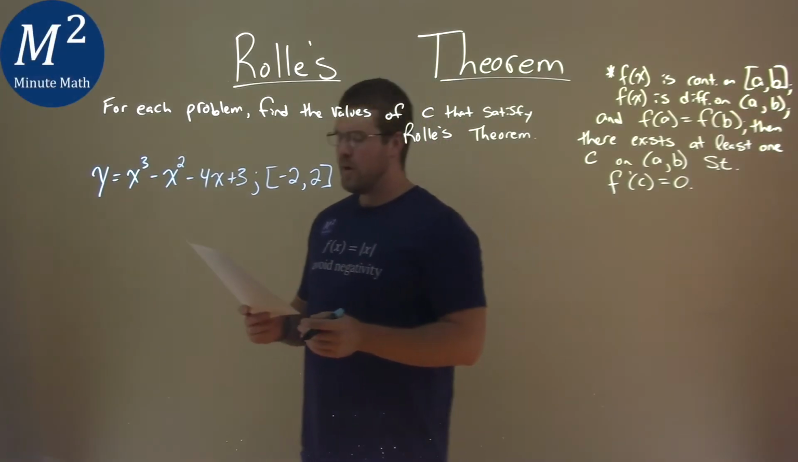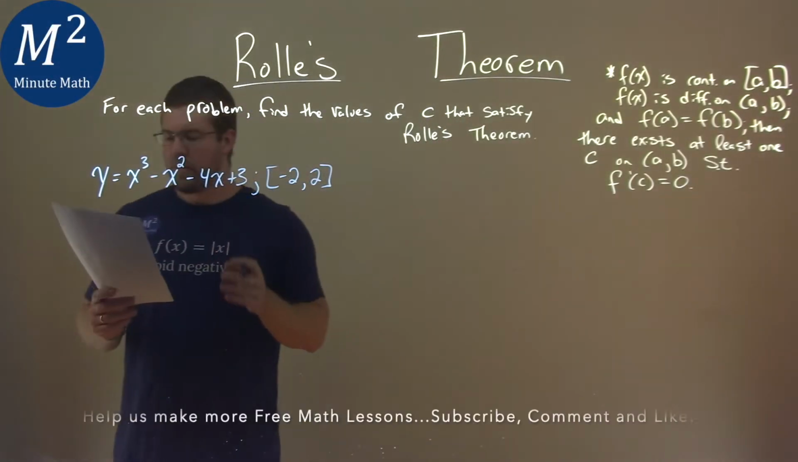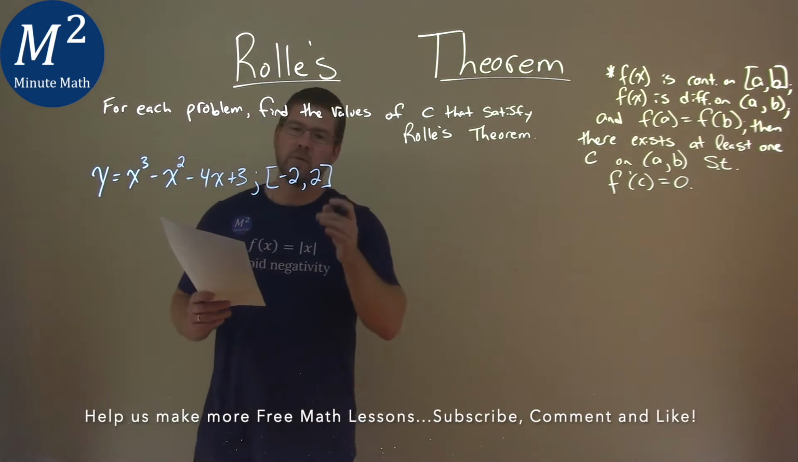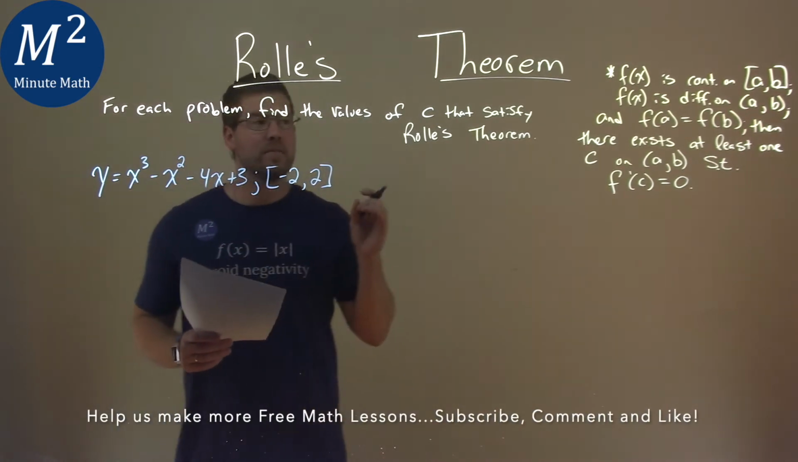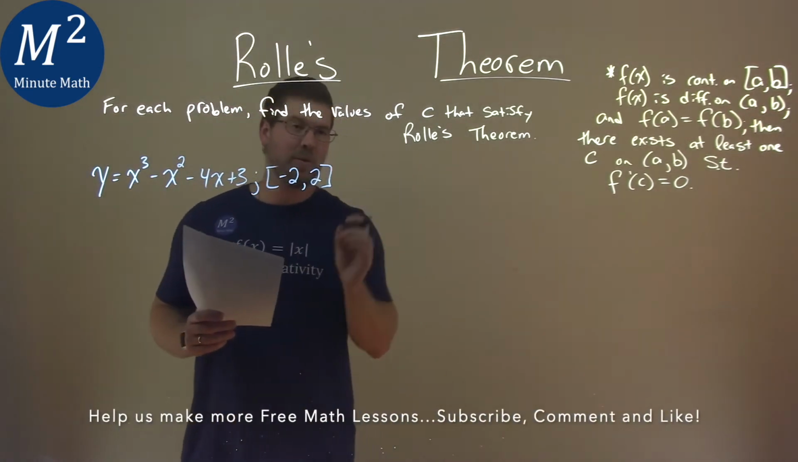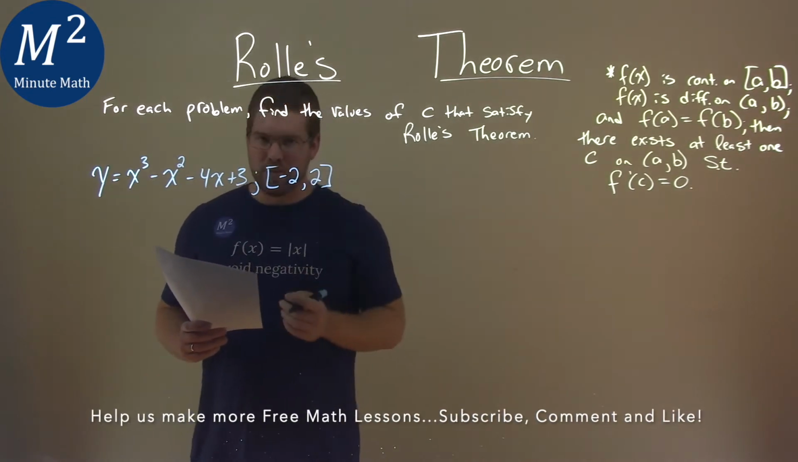We're given this problem right here. y equals x to the third power minus x squared minus 4x plus 3. And we need to find the values of c that satisfy Rolle's theorem from -2 to +2.